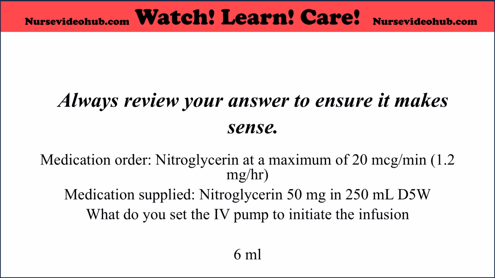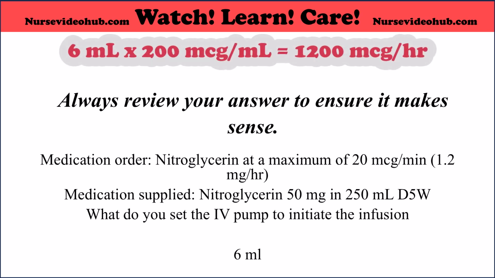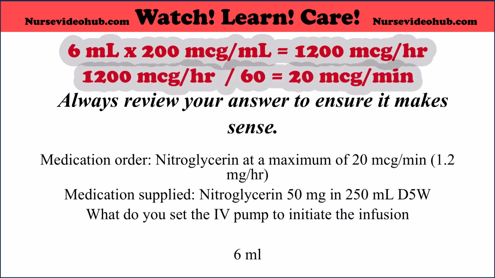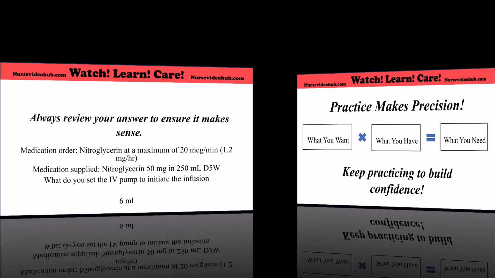The reverse method, again, is complicated. Multiply 6 milliliters per hour, the amount to be administered, by 200 micrograms per milliliter, the concentration available, based on 50 milligrams divided by 250 milliliters divided by 1,000, which equals 200 micrograms per milliliter, which equals 1,200 micrograms per hour. Convert the 1,200 micrograms per hour to micrograms per minute by dividing by 60 to obtain the prescribed dose of 20 micrograms per minute, which is the maximum dose.